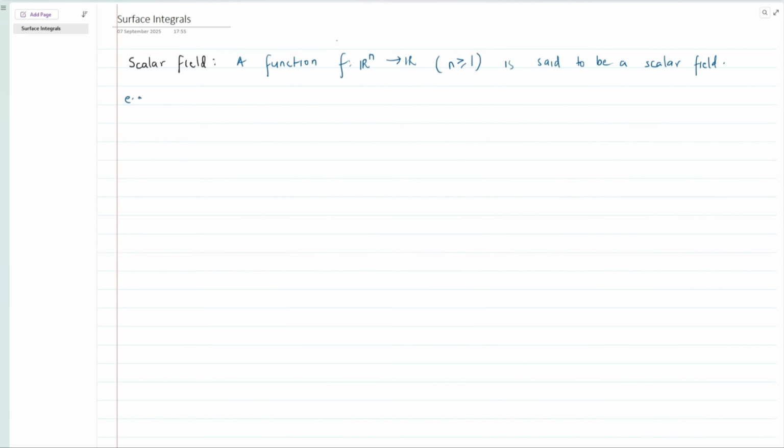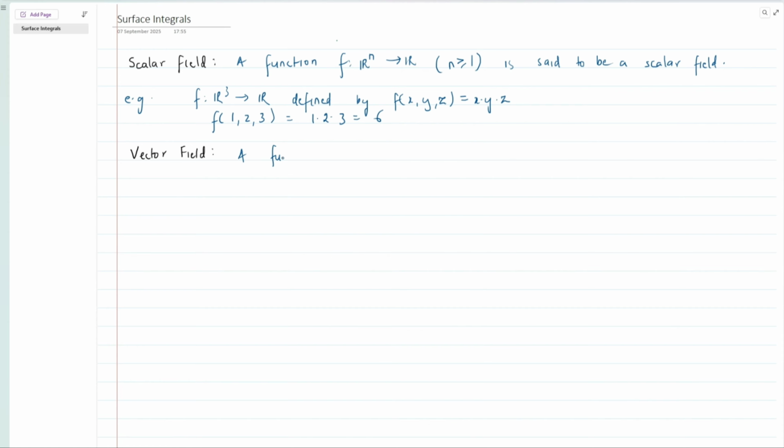So for example, we can take say f from R3 to R defined by f of x, y, z is equal to x into y into z. So if I take a vector in R3, let's say I take 1, comma 2, comma 3 in R3, then f of 1, 2, 3 is going to be 1 times 2 times 3, that's 6. So a scalar field is going to return us an image which is going to be a real number, while on the other hand we have a vector field.